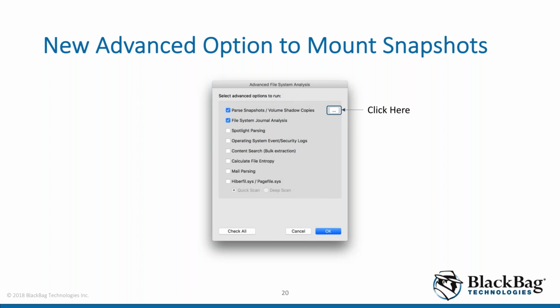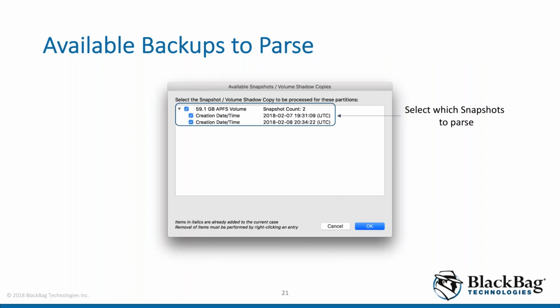And everything that I'm saying is also true for volume shadow copies on Windows. In Blacklight 2018 R3, volume shadow copies and APFS snapshots work identically to one another.